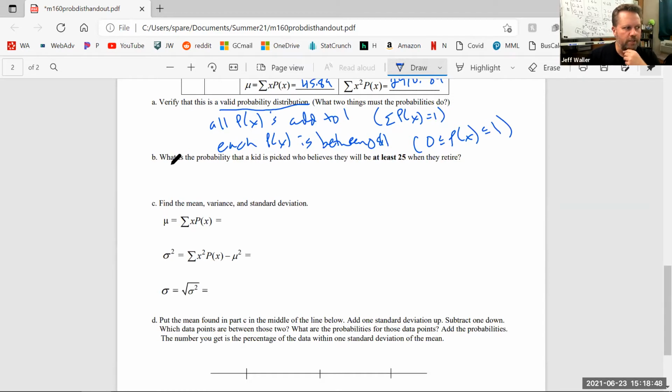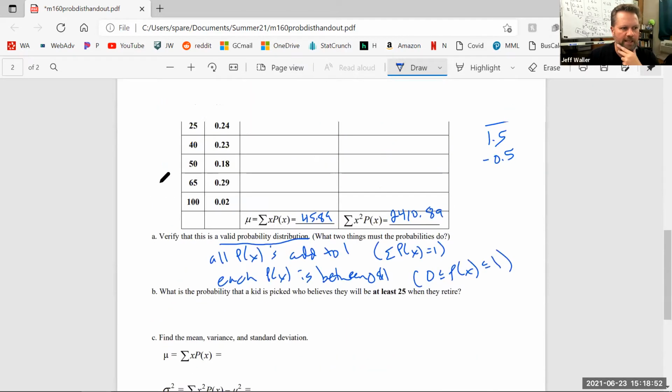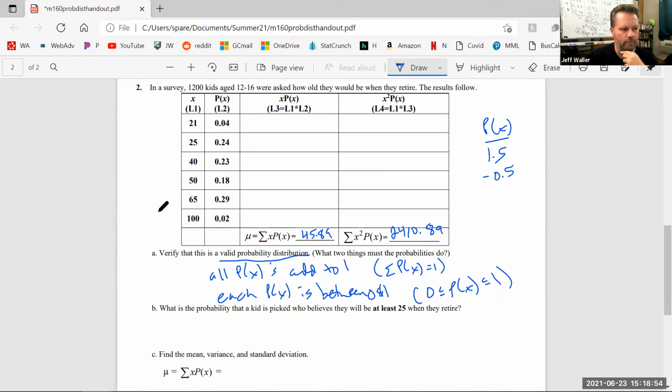This was just a straight up, can you just read this thing correctly? So what's the probability a kid picked believes they'll be at least 25 when they retire? 96. How'd you get it? I added all the numbers from 25 to 100, 0.24 to 0.02. Beautiful. If it was on a graph, I'd start at that point and take all the numbers above that.